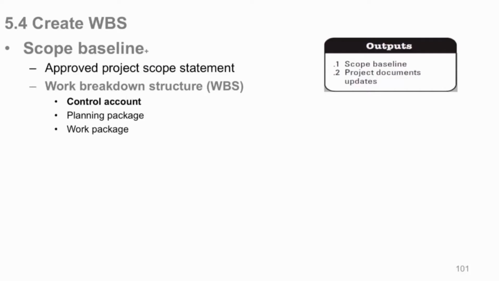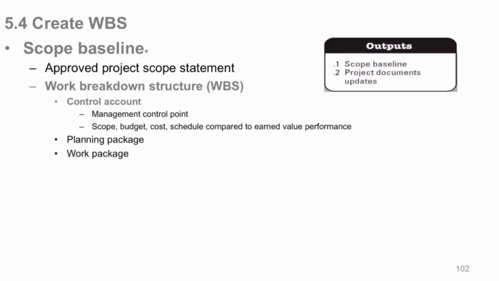That's your control account. And of course, we talk about work package. There it is. A management control point, scope, budget, cost, schedule is compared. When we get to earned value, you use that to determine whether you're still on track with your original baseline and your costing and so on. We'll see that when we talk about cost management.